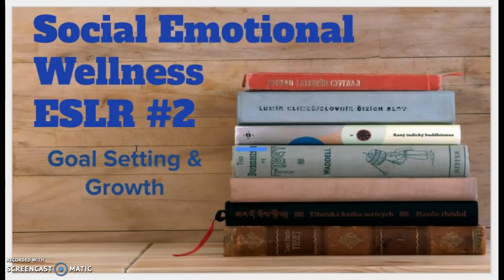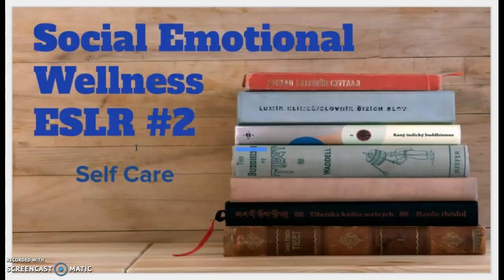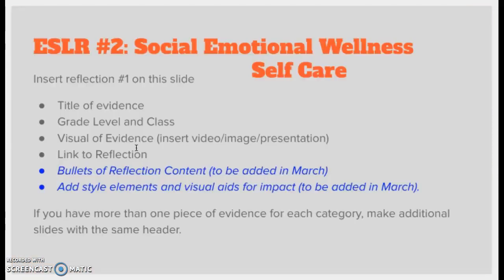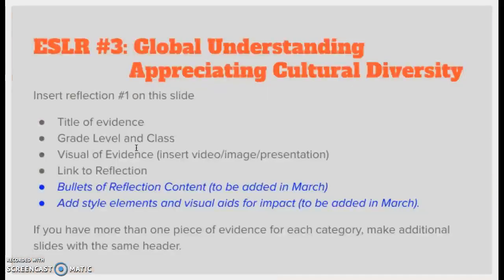Then you'll go on to the next ESSLER, social emotional wellness, goal setting and growth, with a slide for the first reflection and the second reflection. Now remember, I'm setting this up for all 12 of the reflections. At this deadline, you only need to have 4, and they can be any category, any classes. Then we will go on to ESSLER number 2, social emotional wellness, self-care, with 1 reflection, 2 reflections. Going on to global understanding, appreciating cultural diversity, with our first reflection and our second reflection.